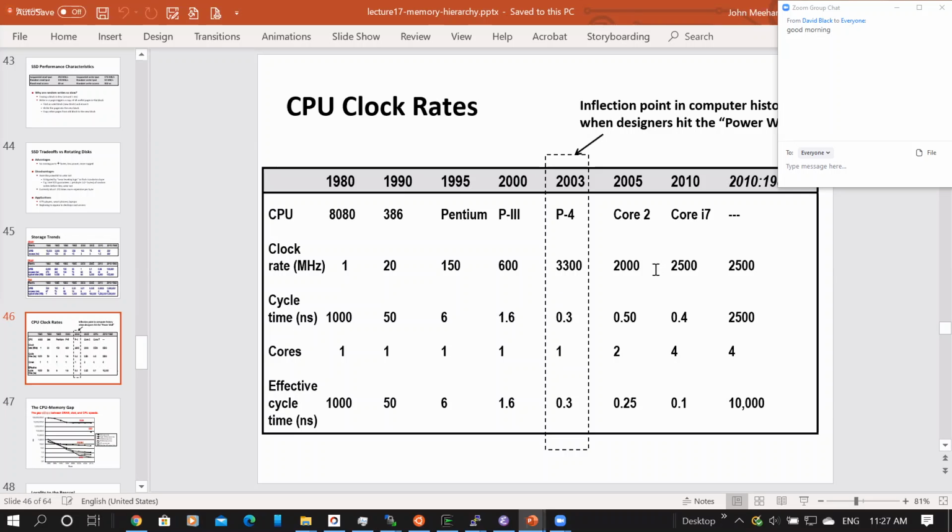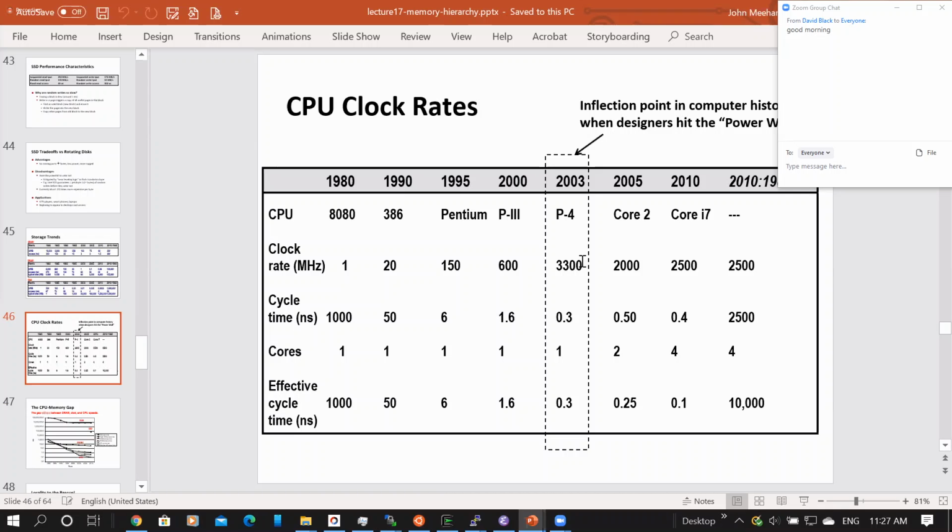But then something strange happens between 2003 and 2005. You notice that it went from one core to two cores, but the clock rate actually dropped, slower than it was over here.